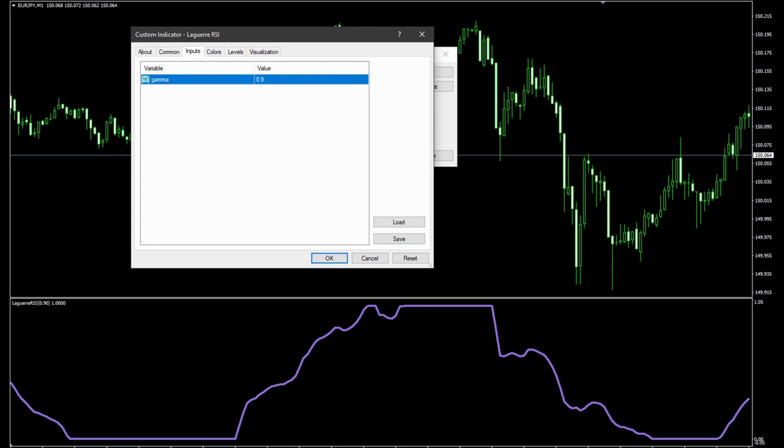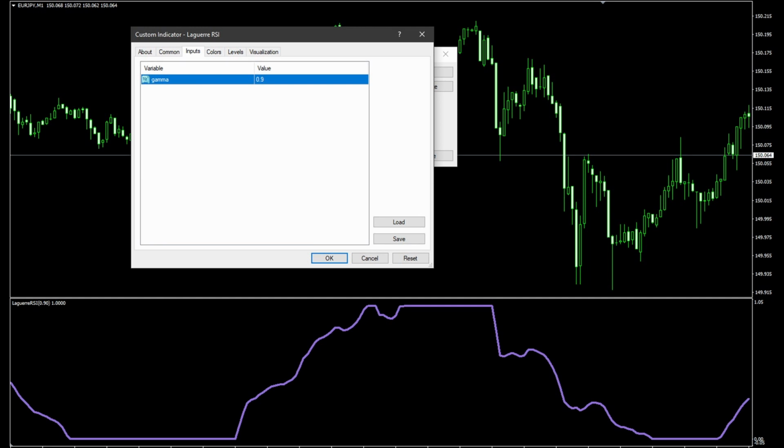You'll also notice that I've got the inputs up here, and there is an input for the gamma of a 0.9 here. In the strategy, it talks about using an alpha of 0.1. So don't be confused and don't simply enter a 0.1 here where it says gamma. It is a different value, and we'll get to that in a moment as well.